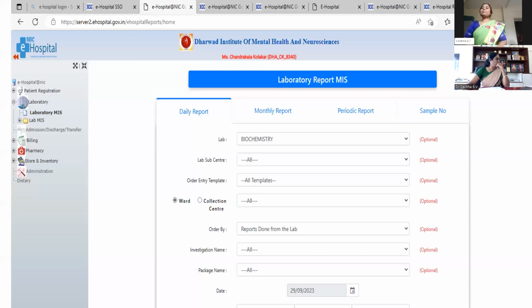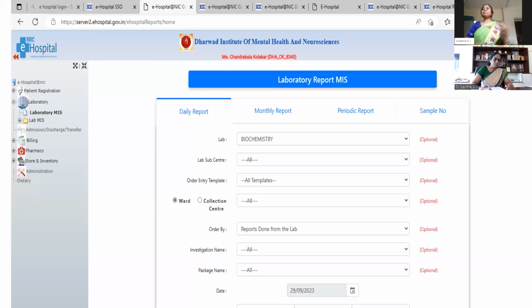The next one is biochemistry. In biochemistry, it shows what specimens you have sent from your ward to the lab for biochemistry, to which center, what the template is, and the collection center, maybe the male medical ward or female medical ward, the investigation name, what investigation, the package name. When you fill in all these details, it will go to the laboratory section, and the collected specimens you can send through the attender to the lab.